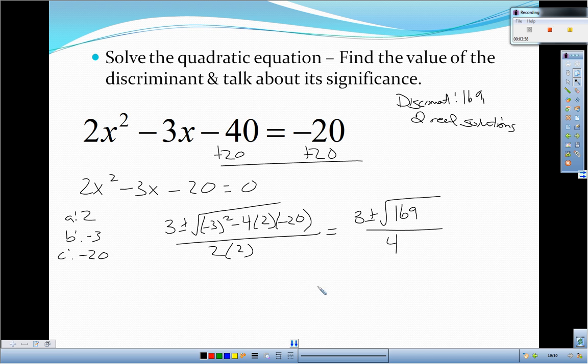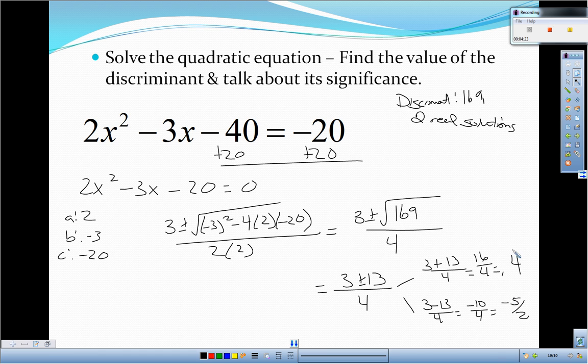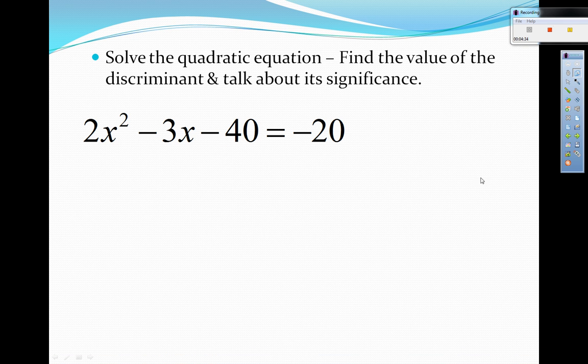All right, the square root of 169 is 13, so I'm going to have 3 plus or minus 13 over 4. Breaking this up into two separate ones, I'm going to have 3 plus 13, which is 16 over 4, which is 4. The other one would be 3 minus 13 over 4, which would be negative 10 over 4, which reduces to negative 5 over 2. So my two answers would be 4 and negative 5 over 2, which would also be where, on the x-axis, my graph crosses the x-axis. All right, let's look at one more.